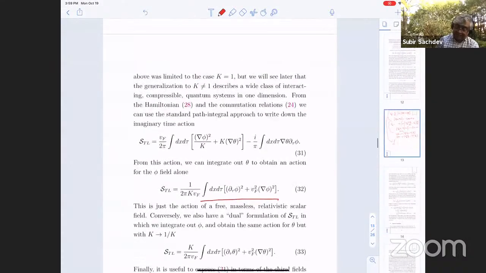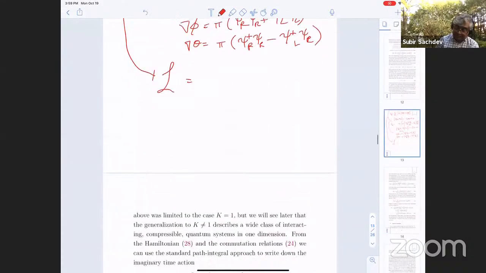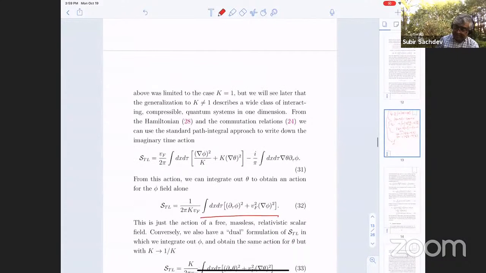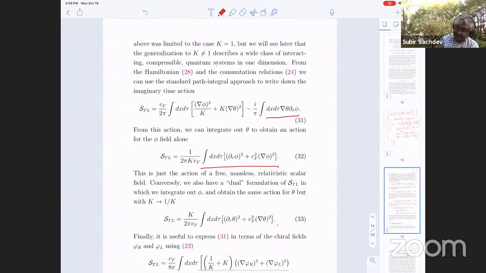So it's easy to derive this, and I've shown how to do this. You just write the path integral, use the commutation relation. The commutator between theta and phi becomes this term, and you do the path integral, and you integrate over theta, and you get a theory for phi, or you can integrate over phi and get a theory for theta, which is right here. So there's two different formulations of the relativistic massless scalar field, one in terms of phi and one in terms of theta, and these two formulations are responsible for what's called T-duality in string theory.